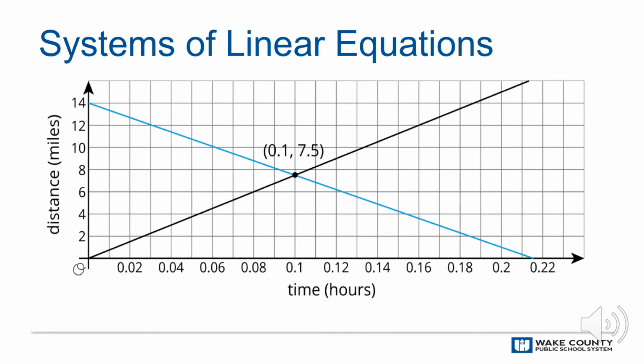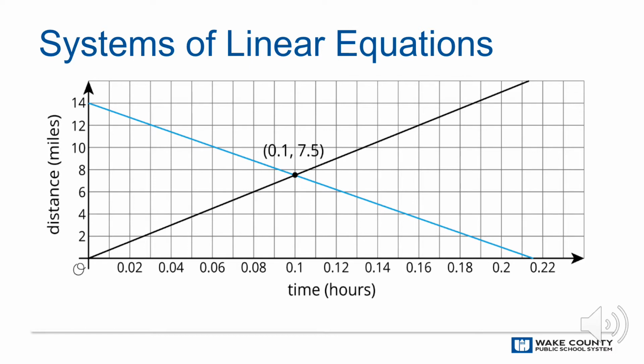Students will work with systems of equations. A system of equations is a set of two or more equations where the letters represent the same values. For example, say car A is traveling 75 miles per hour and passes a rest area. The distance in miles it has traveled from the rest area after t hours is d equals 75t. Car B is also traveling toward the rest area, and its distance from the rest area at any time is d equals 14 minus 65t.